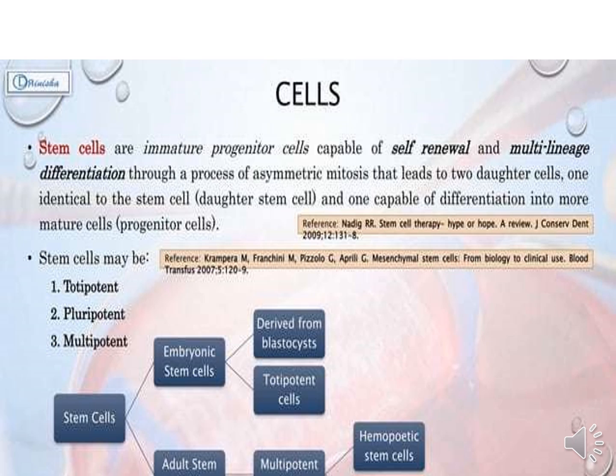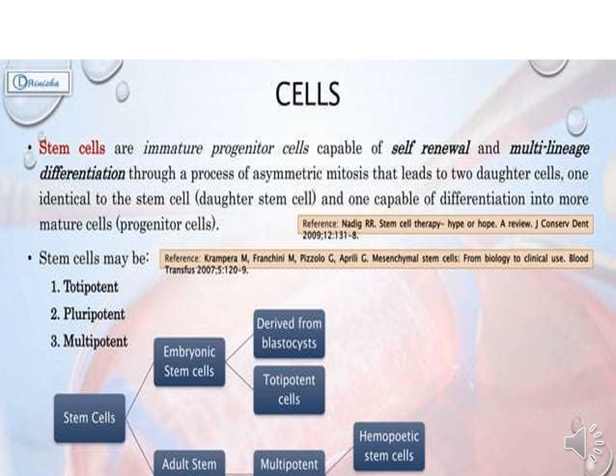Going on to cells, we have stem cells. Stem cells are immature progenitor cells capable of self-renewal and multilineage differentiation through a process of asymmetric mitosis that leads to two daughter cells: one identical to the stem cell, a daughter stem cell, and one capable of differentiation into more mature cells, progenitor cells. Stem cells are divided into embryonic stem cells and adult stem cells.